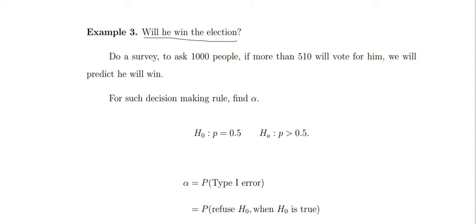We will check 1,000 people. If more than 510 people will vote for him, then we will believe this guy will win. So the cut-off point, if we change this to a percentage, is 0.51. So if it is above that, we will believe this guy will win. We will claim this guy will win.